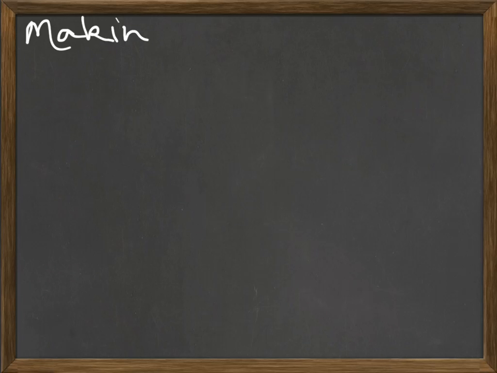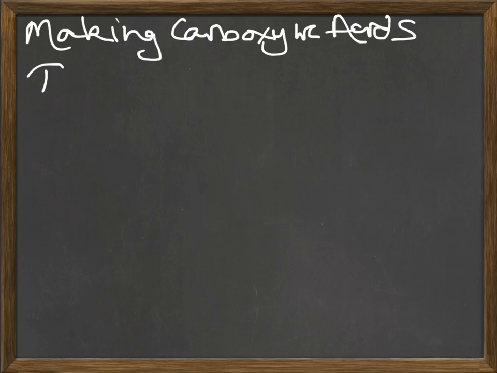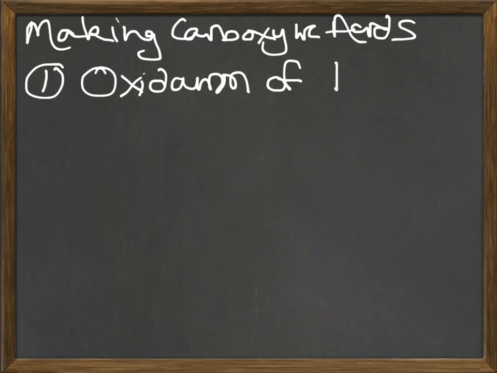Okay, so how can we make carboxylic acids? Well, if you remember, we can make them from oxidation of primary alcohols and aldehydes.